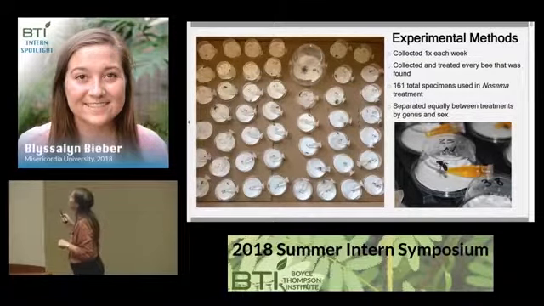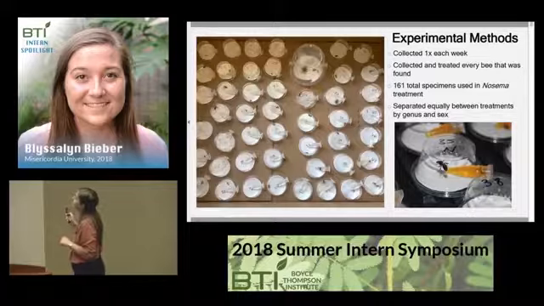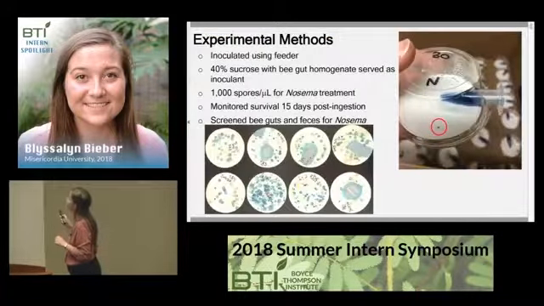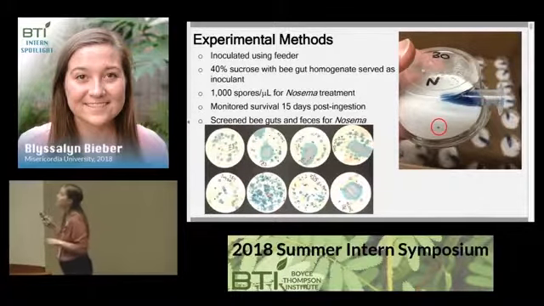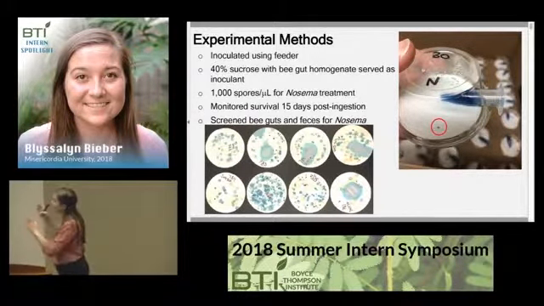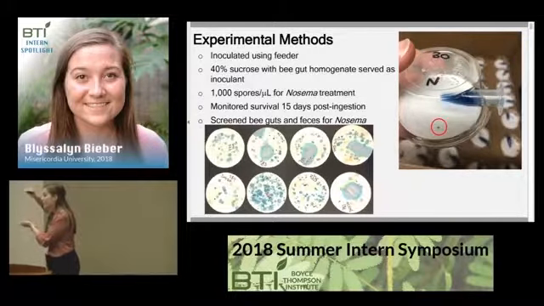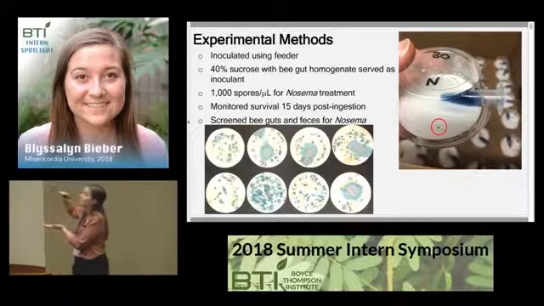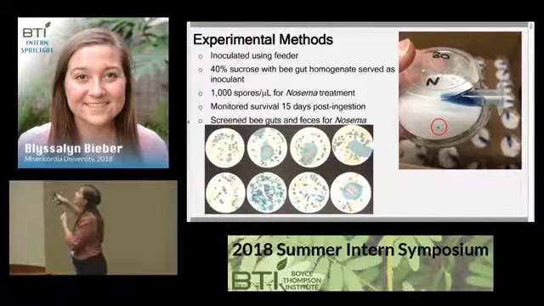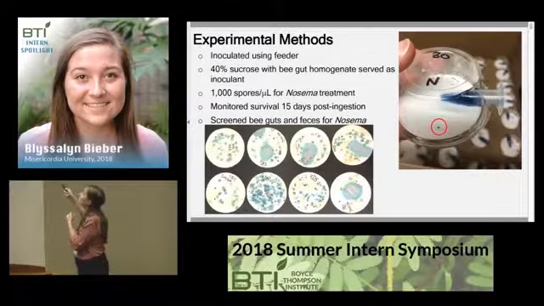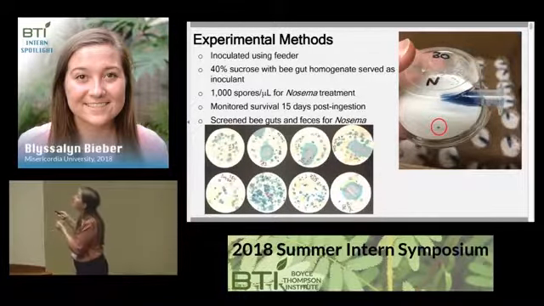So here we use these feeders to serve as a way to administer the inoculant. And in here we have a 40% sucrose solution in combination with a bee gut homogenate. So for the control treatment, we were giving them bee gut homogenate from uninfected honeybees, and for the Nosema treatment, we were using bee gut homogenate of infected honeybees. And again, mixed with this sucrose so that they would ingest it.